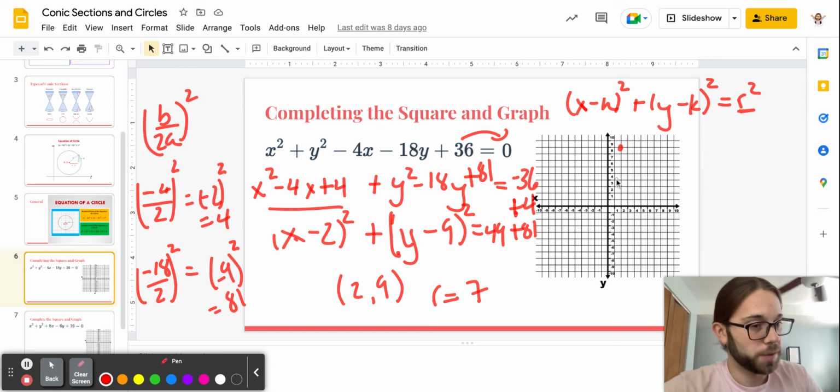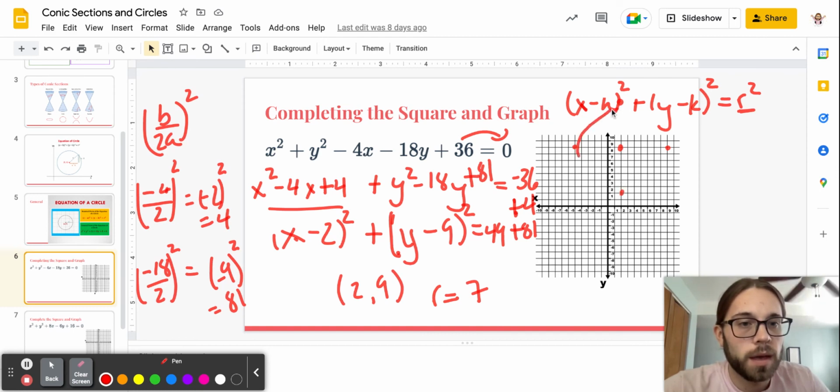Now, unfortunately, I'm going to go off my graph here. 1, 2, 3, 4, 5, 6, 7. There we go. It's up here somewhere. It's good enough. 1, 2, 3, 4, 5, 6, 7.